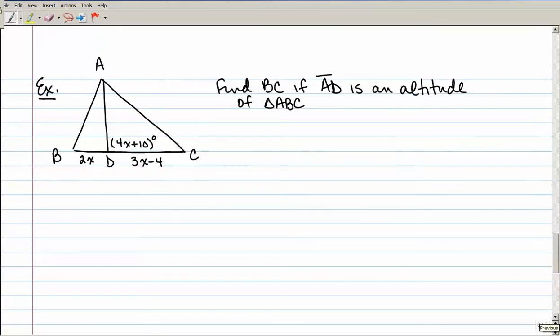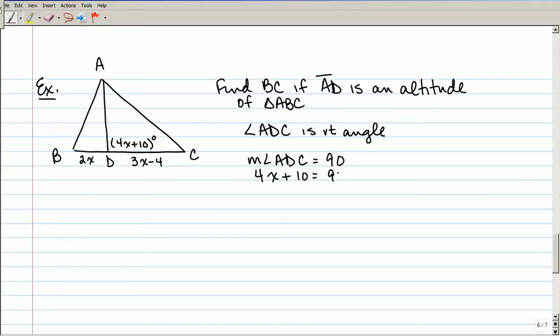Let's take a look at an example using the altitude. This one says find the length of segment BC if AD is an altitude of the triangle. Well, if AD is an altitude, then angle ADC is going to be a right angle, because remember, an altitude is perpendicular to the opposite side. So the measure of angle ADC is 90, or substituting in the algebraic expression we have for ADC, 4x plus 10 equals 90, 4x equals 80, or x equals 20.